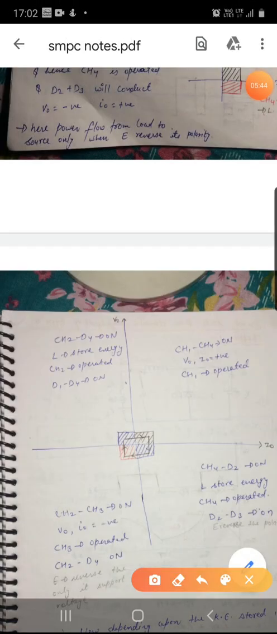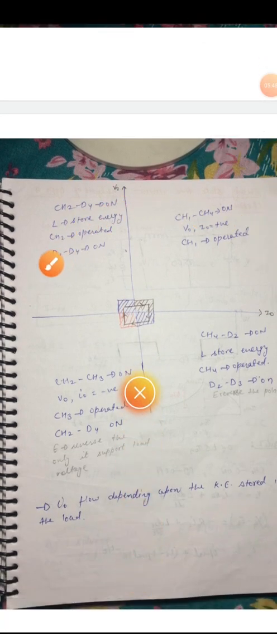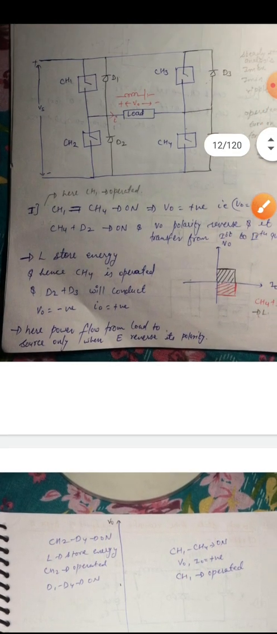It will discharge itself through D1 and D4, with D1 and D4 on. So this is the mode. This is what is happening.